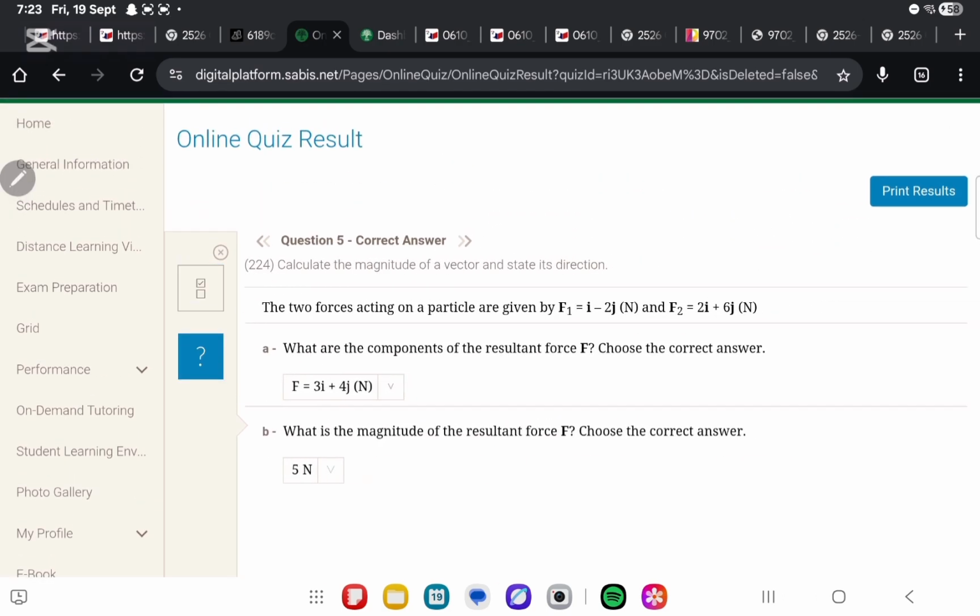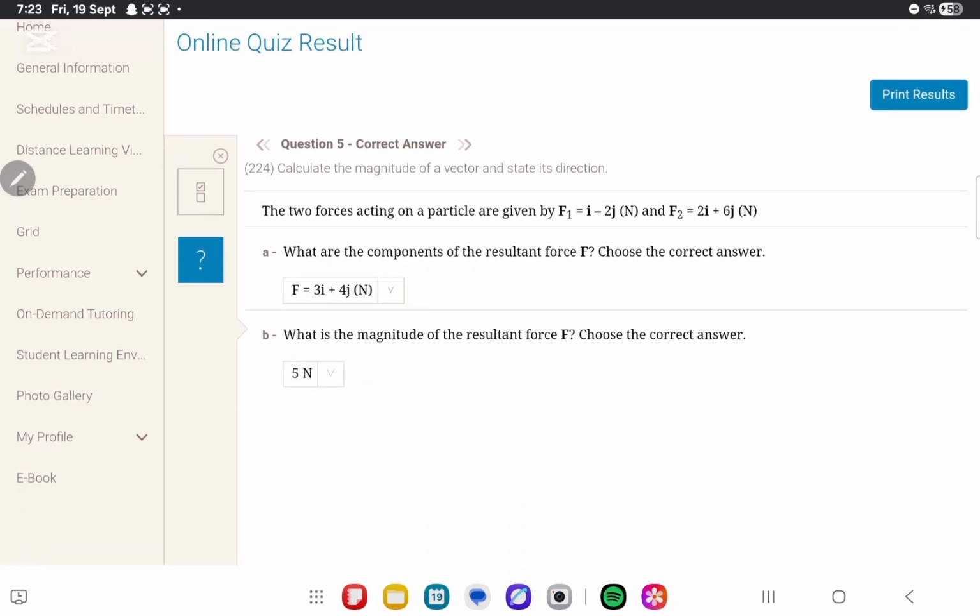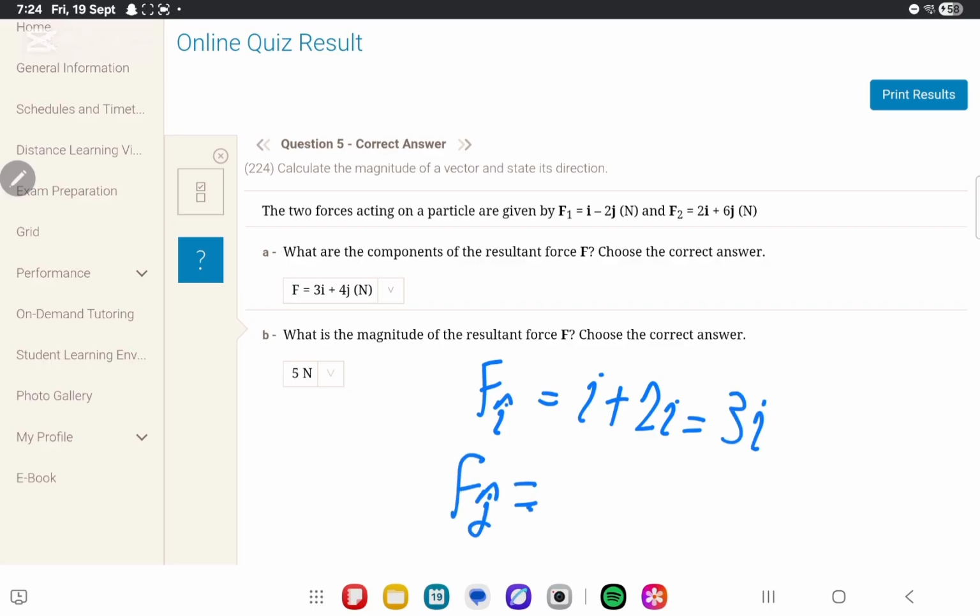Question 5. Two forces acting on a particle are given by F1 = i - 2j, and F2 = 2i + 6j. The resultant: we're going to combine our i's and our j's. So F of i is going to equal i plus 2i, which is 3i. Now F of j is going to be negative 2 plus 6. So this is going to be 4j.